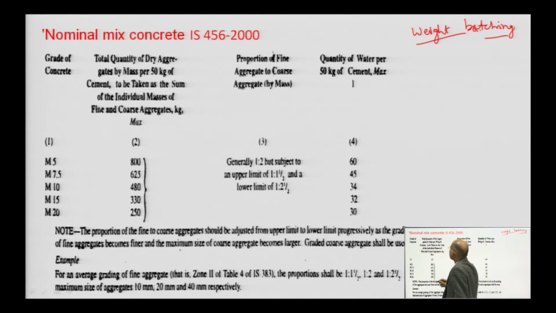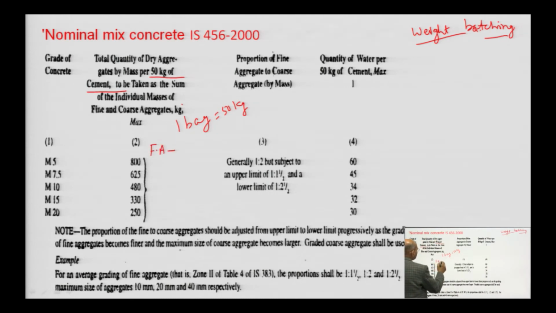So, the total quantity of dry aggregate by mass per 50 kg of cement is to be taken as the sum of the individual masses of fine and coarse aggregate. Here, 50 kg of cement means 1 bag of cement, which is 50 kg. For this, we have to use this much coarse aggregate plus fine aggregate. This is the amount of fine aggregate plus coarse aggregate, this is the restriction.